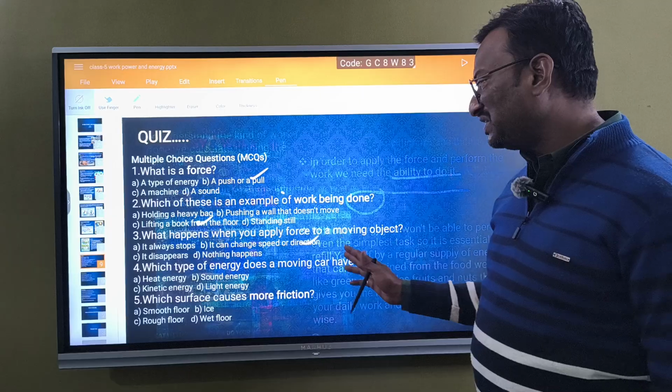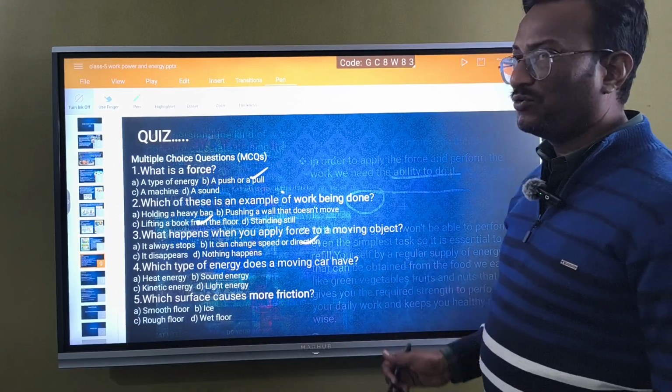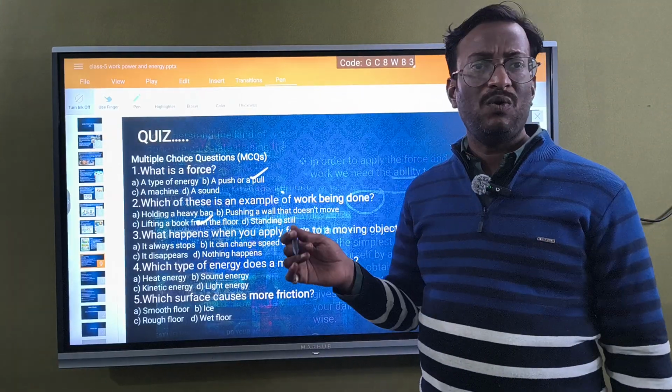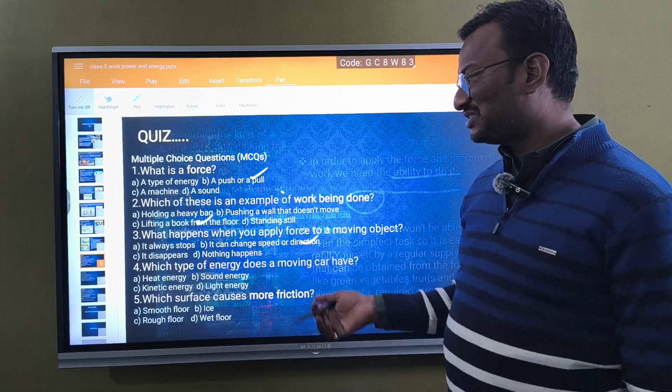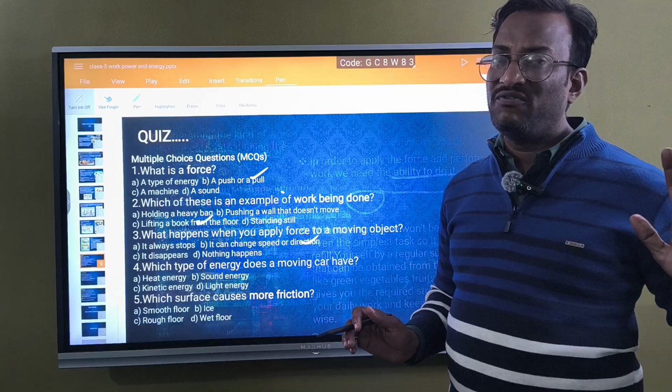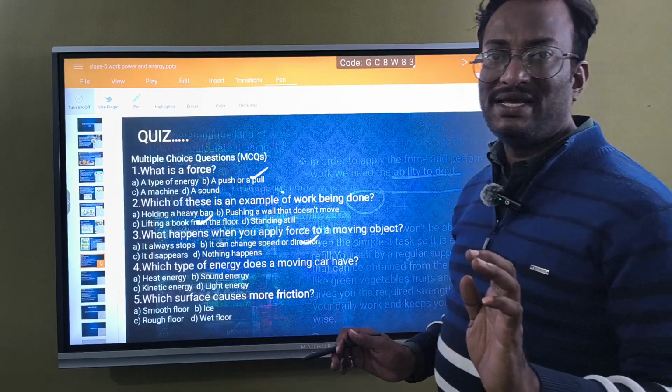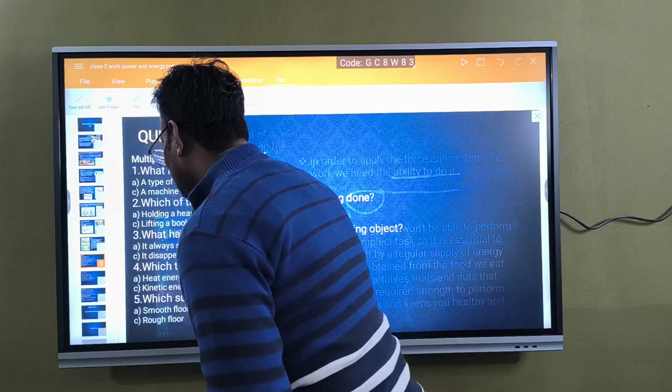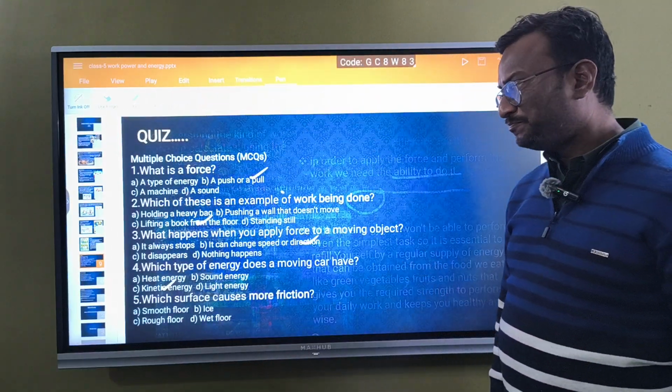Which type of energy does a moving car have? The car which is already in motion will have kinetic energy. We will discuss potential energy, kinetic energy and so on. You remember that a moving object will always have kinetic energy. Try to remember this. We will discuss this topic later.